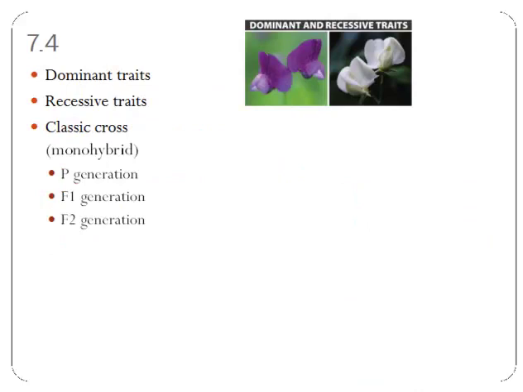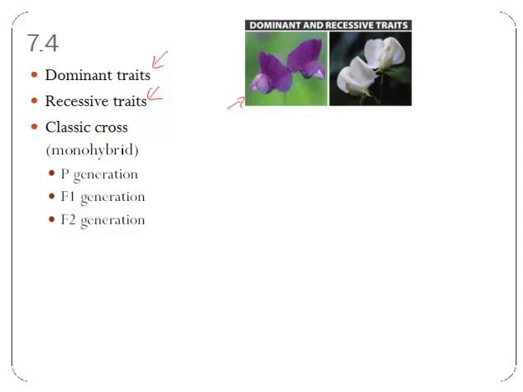Some basic terminology. He found that some traits were dominant. They would show up or hide other traits, and some traits were recessive. They would be hidden. An example of that is purple flowers. If a plant had purple flowers, it would hide a white flower characteristic.